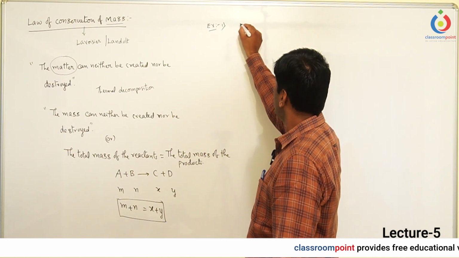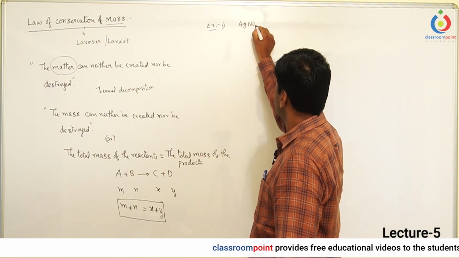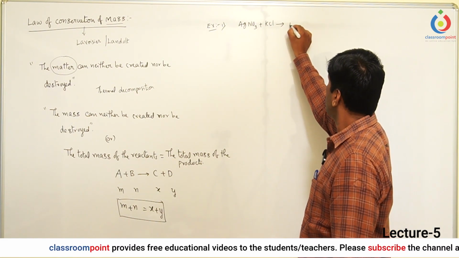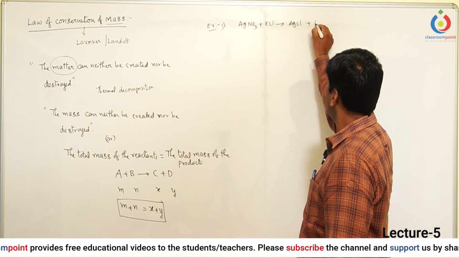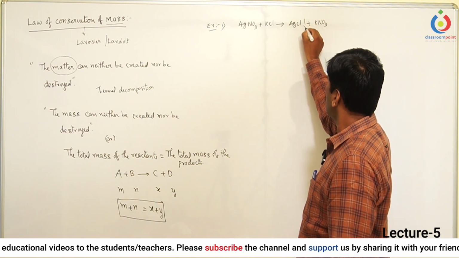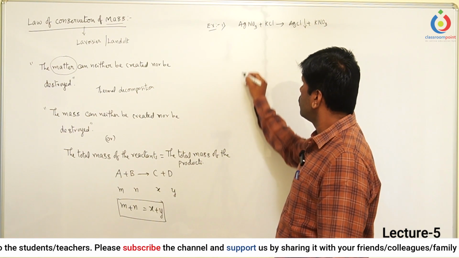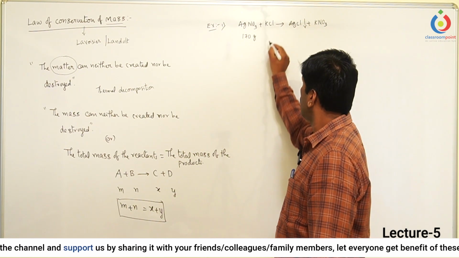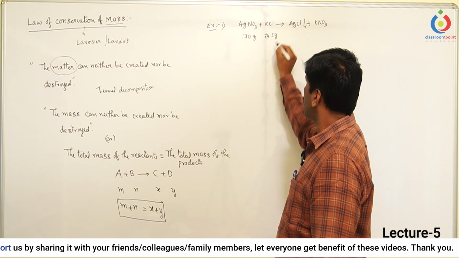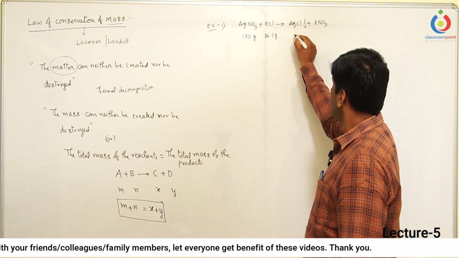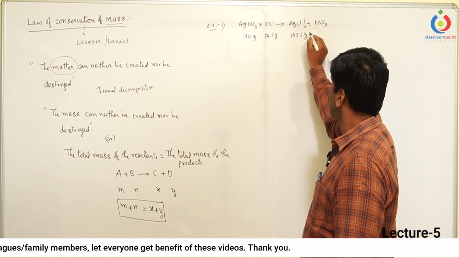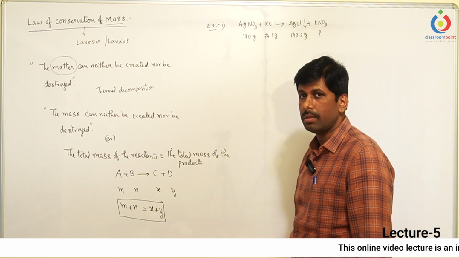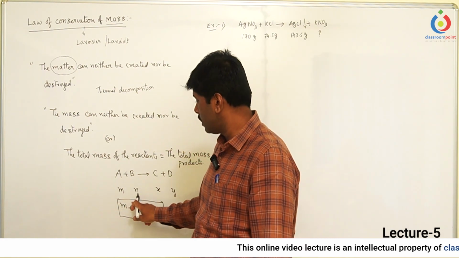Imagine there is a reaction in which silver nitrate reacts with potassium chloride and produces silver chloride and potassium nitrate. Silver chloride is a white precipitate. In this reaction, let us imagine that 170 grams of silver nitrate has been taken, whereas 74.5 grams of potassium chloride was used, and finally imagine 143.5 grams of silver chloride has been produced, and we don't know what mass of potassium nitrate has been produced. That we can solve by using this formula.